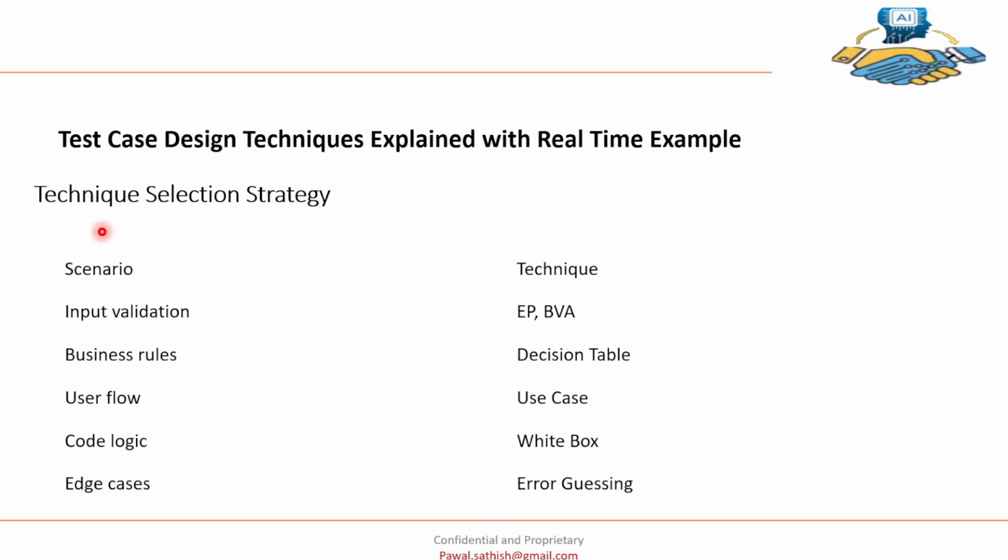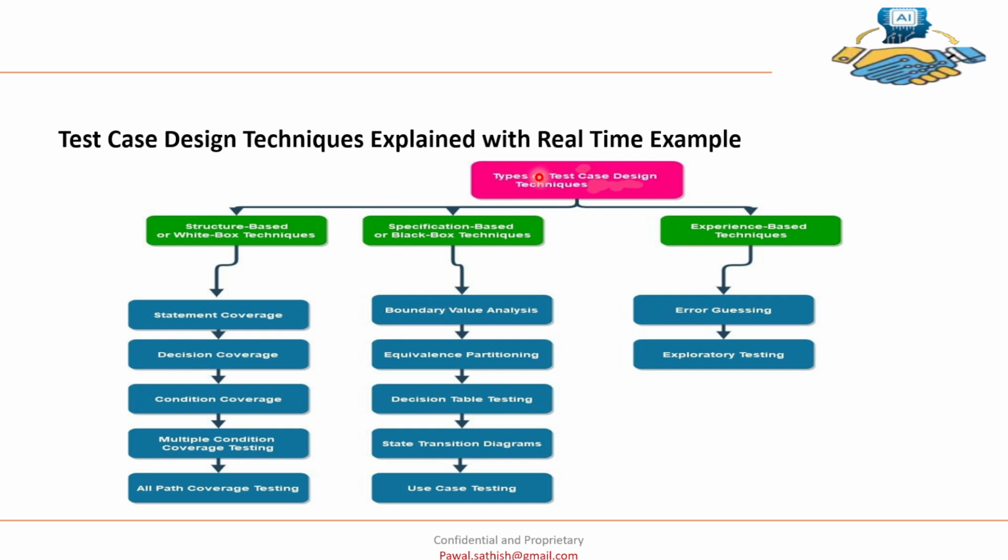So here, in summary, is the testing selection strategy I have mentioned. If the scenario is input validation, we go ahead with black box testing, using equivalence partitioning and boundary value analysis. If it is a business rule, the decision table will be used. For user flow, we go ahead with the use case technique. For code logic, we go ahead with white box testing. And for edge cases, we simply go ahead with error guessing. These are the types of test case design techniques.